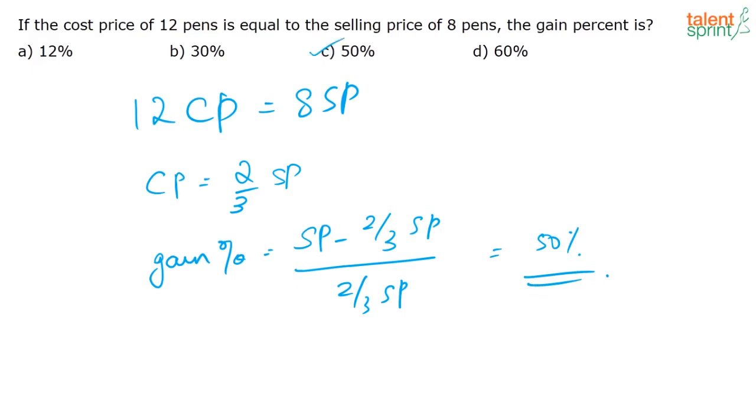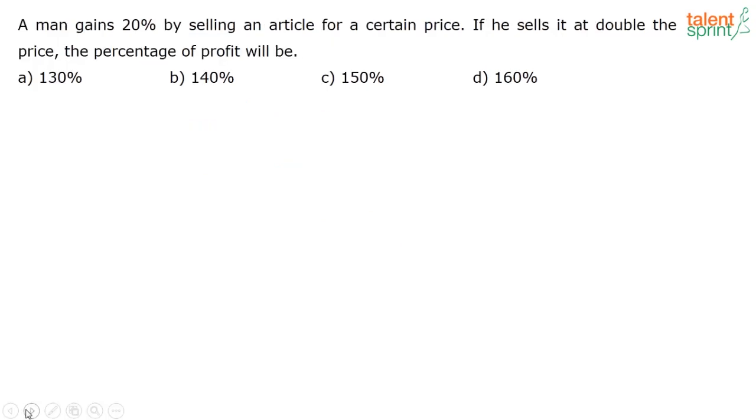Let's move on to the next question. The next question is there on your screen. A man gains 20% by selling an article for a certain price. If he sells it at double the price, the percentage of profit will be. See, to solve such questions, the best approach is to take the cost price of the article as 100, and then try to find out. So if the cost price of the article is 100, what is going to be the selling price?